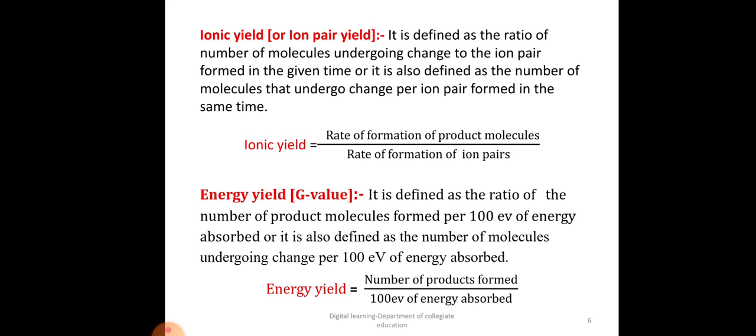Ionic yield or ion pair yield. It is defined as the ratio of number of molecules undergoing change to the ion pairs formed in the given time, or it is also defined as the number of molecules that undergo change per ion pair formed in the same time. Energy yield or G value. It is defined as the ratio of number of product molecules formed per 100 eV of energy absorbed, or it is also defined as the number of molecules undergoing change per 100 eV of energy absorbed.